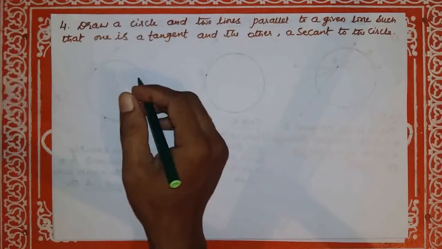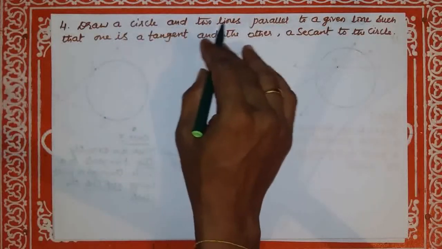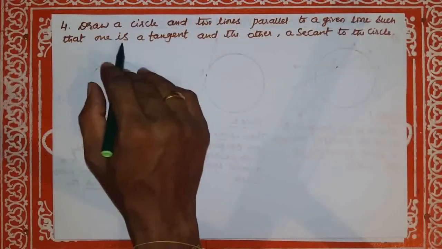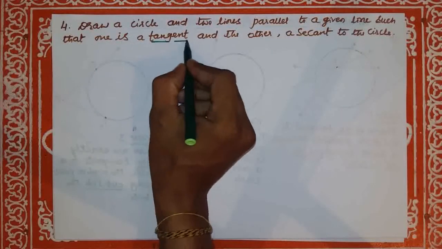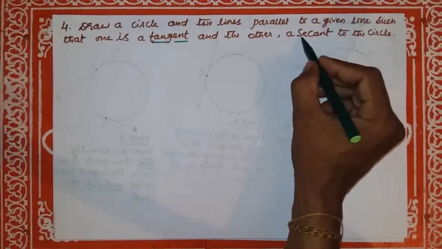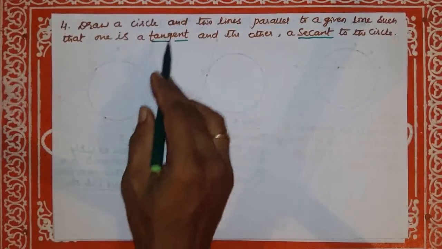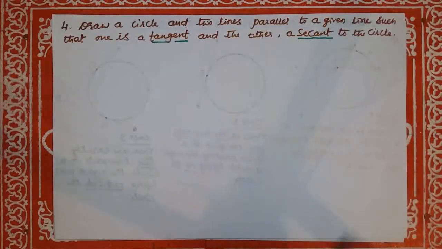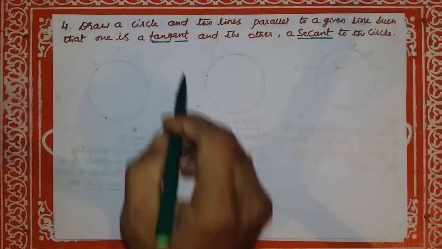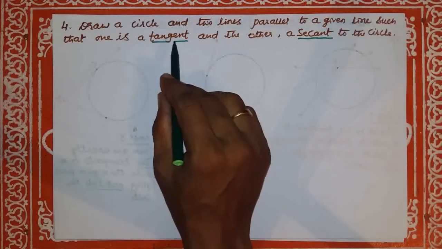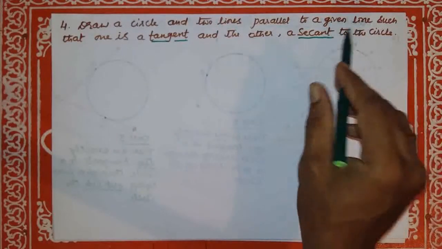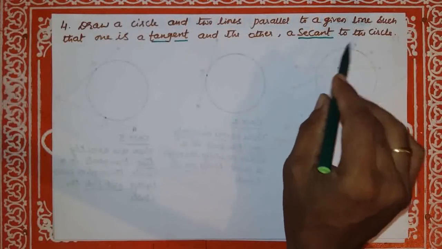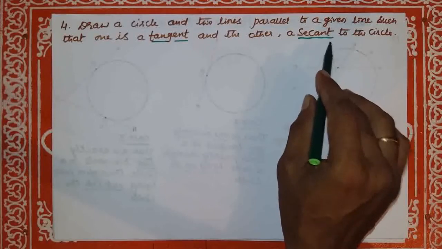Dear students, now let us discuss how to draw a circle and two lines parallel to a given line such that one is a tangent and the other a secant to the circle. We already know the definitions of tangent and secant. A line which touches the circle at one and only one point is called a tangent, and a secant intersects the circle at two points. That is called a secant.